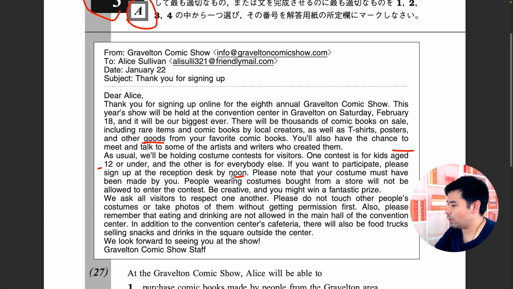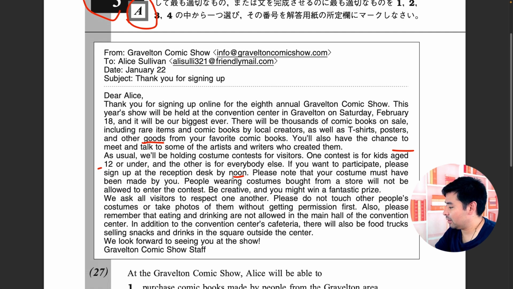Please note that your costume must have been made by you. People wearing costumes bought from a store will not be allowed to enter the contest. Be creative, and you might win a fantastic prize. We ask all visitors to respect one another. Please do not touch other people's costumes or take photos of them without getting permission first. Also, please remember that eating and drinking are not allowed in the main hall of the convention center.